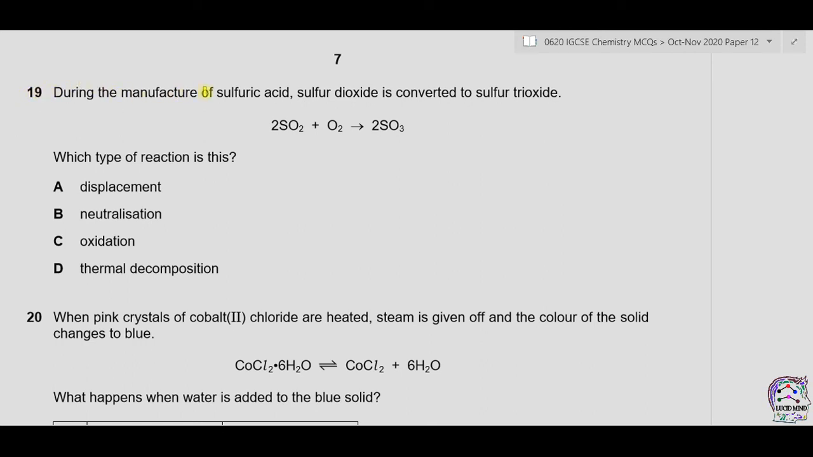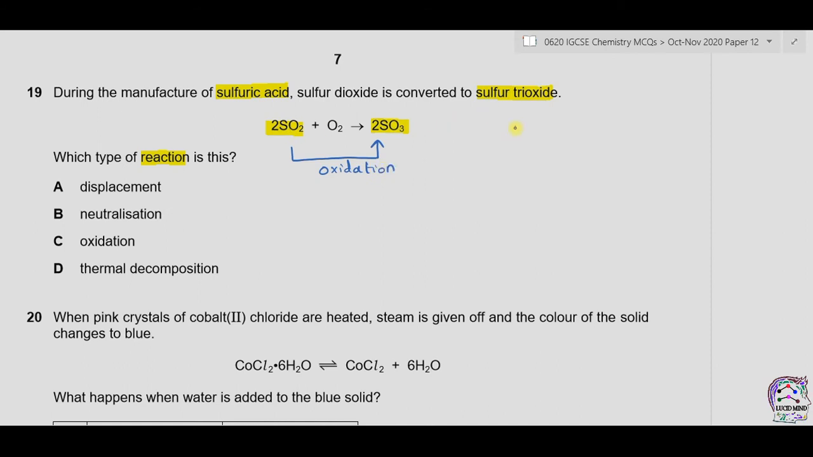Question 19. During the manufacture of sulfuric acid, sulfur dioxide is converted into sulfur trioxide. Which type of reaction is this? In this reaction we can see that SO2 gains an oxygen and converts into SO3. So gain of oxygen is called oxidation.